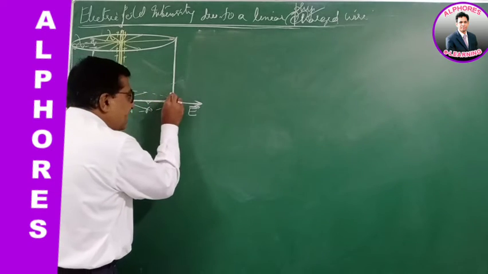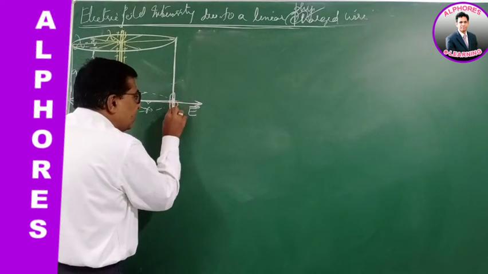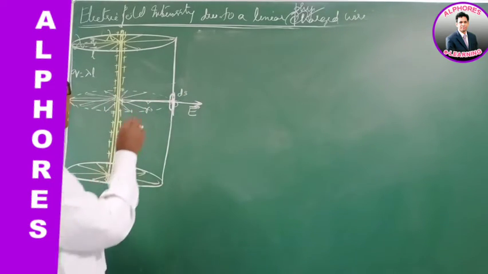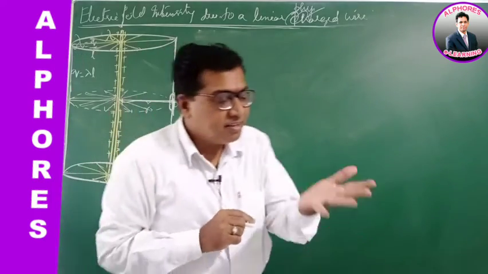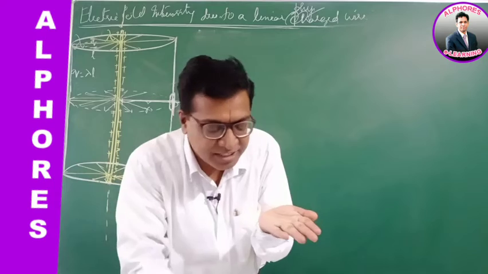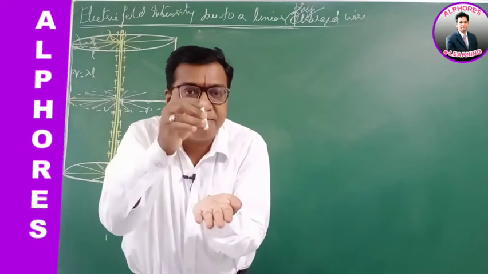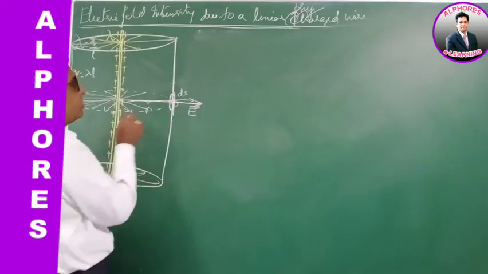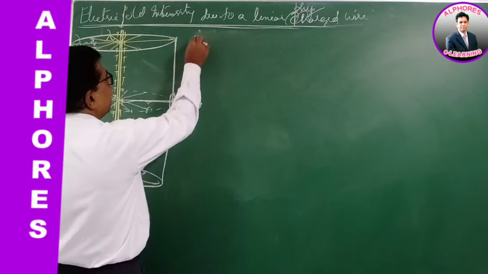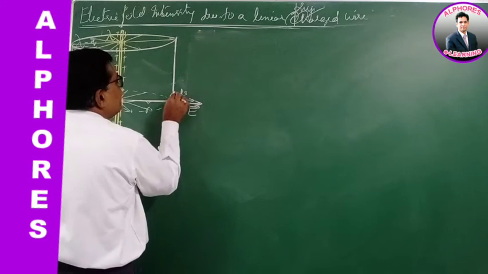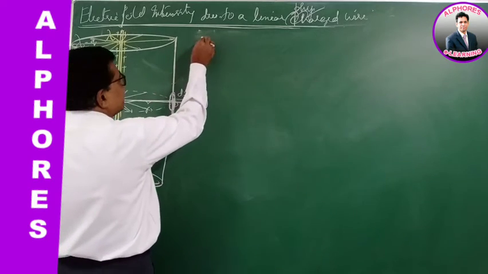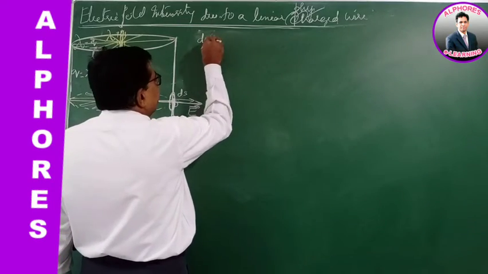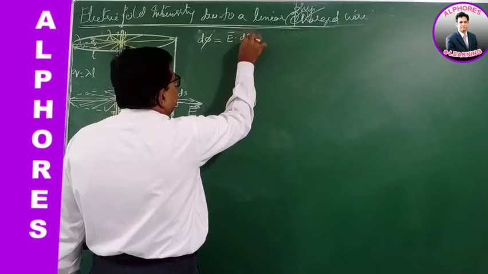Good. Then at this point P, imagine a small area element ds. Whenever you consider a surface, for any surface, the direction of the area element is outward normal, away from the surface. So for this area element, the direction is outward normal. Therefore, the small flux d phi through this area element, according to the definition, is E dot ds.